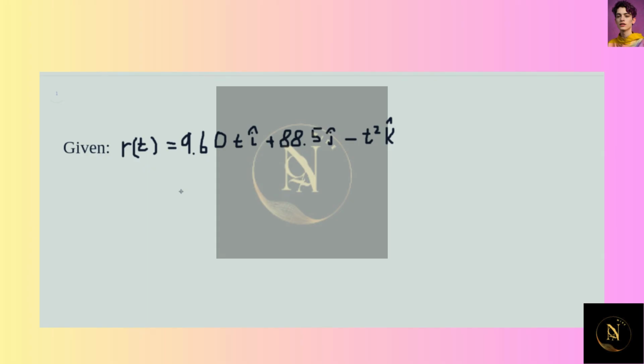We're given the particle in problem 17, which is represented as the vector r of t, which is 9.60 times t in the i hat plus 88.5 j hat minus t squared k hat. So then we want to find the average velocity between t1, which is 1 second, and t2, that's in seconds, t2 is equal to 3 seconds.